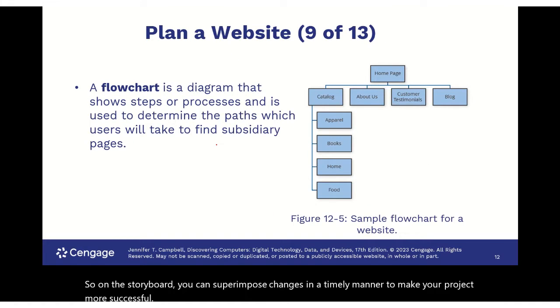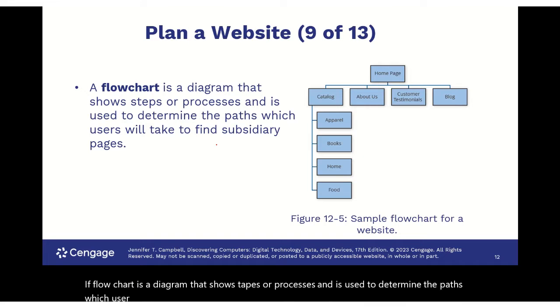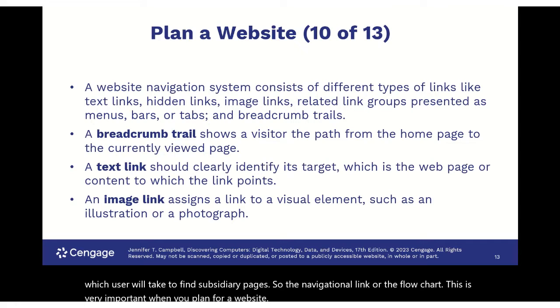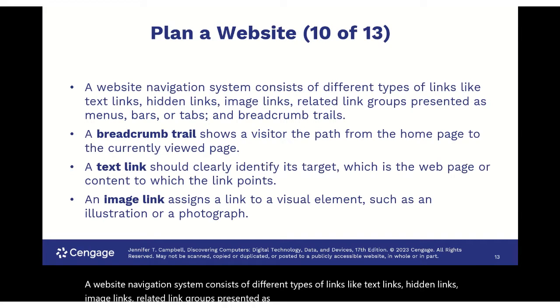A flowchart is a diagram that shows steps or processes and is used to determine the paths which users will take to find subsidiary pages. So the navigational links or the flowchart is very important when you plan for a website. A website navigation system consists of different types of links like text links, hidden links, image links, related link groups presented as menus, bars or tabs, and breadcrumb trails.